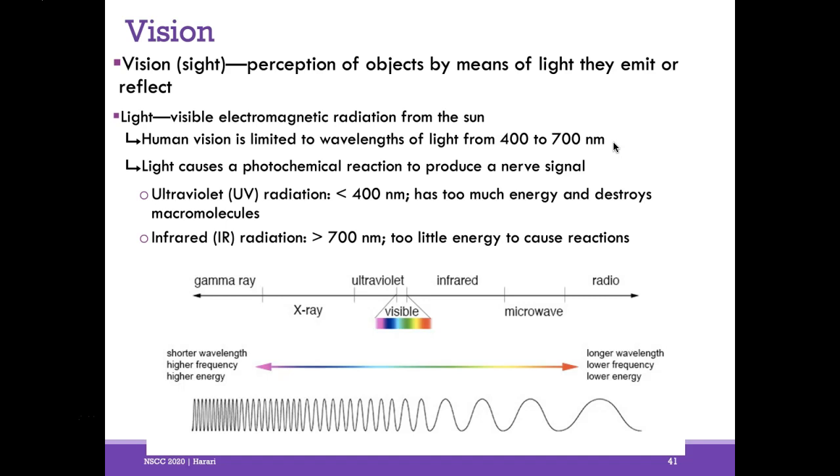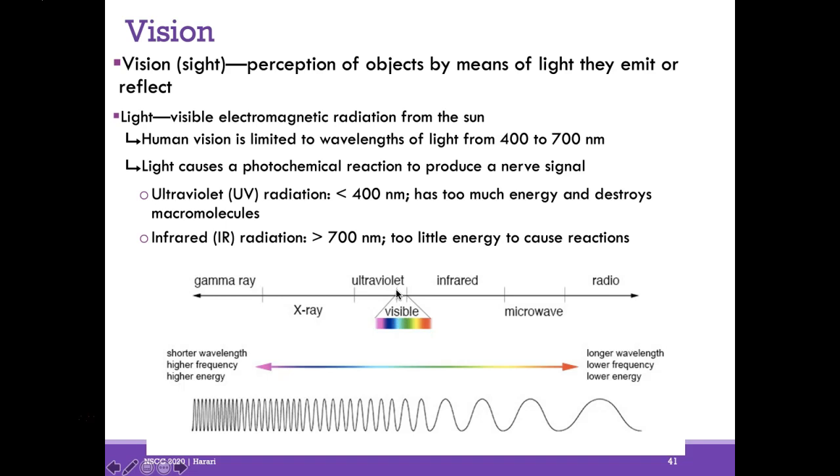And just to give you more specific examples, UV light, like I mentioned, has way too much energy, and that's why it destroys macromolecules. The reason why it destroys DNA, for example, it can break a DNA double helix, is because it has way too high frequency, way too much energy. IR, on the other hand, has too little energy to cause reactions. So it wouldn't really be functional to cause a photochemical reaction to produce a nerve signal.